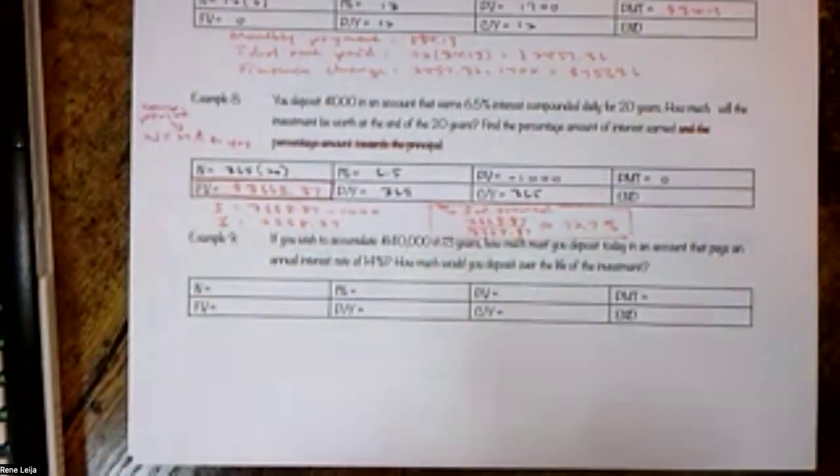Okay, good. All right, example 9. If you wish to accumulate $140,000 in 13 years, how much must you deposit today in an account that pays an annual interest rate of 14%? How much would you deposit over the life of the investment?